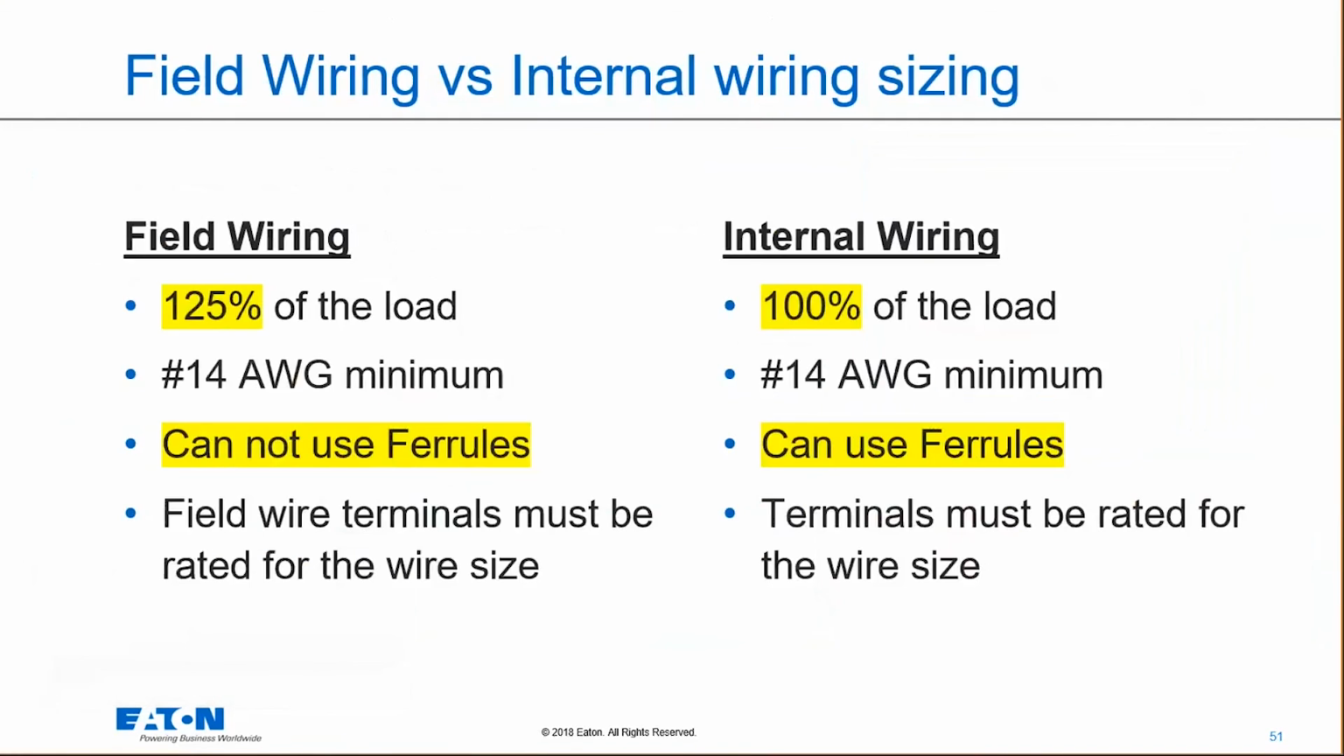So field wiring, it's 125% of the load, 14 gauge minimum, cannot use ferrules. Once again, field wire terminals must be rated for the wire size. Internal wiring, you can use 100% of the load. Once again, number 14 minimum, must be copper. You can use ferrules, and the terminals, once again, must be rated for the wire size.